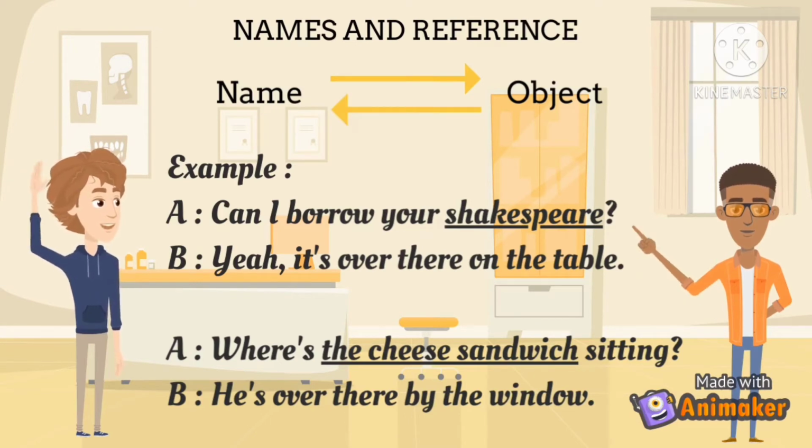Now I'm going to explain about names and reference. When you see the direction, a name is followed by an object and an object is followed by a name. So, a name can become an object and an object can become a name.